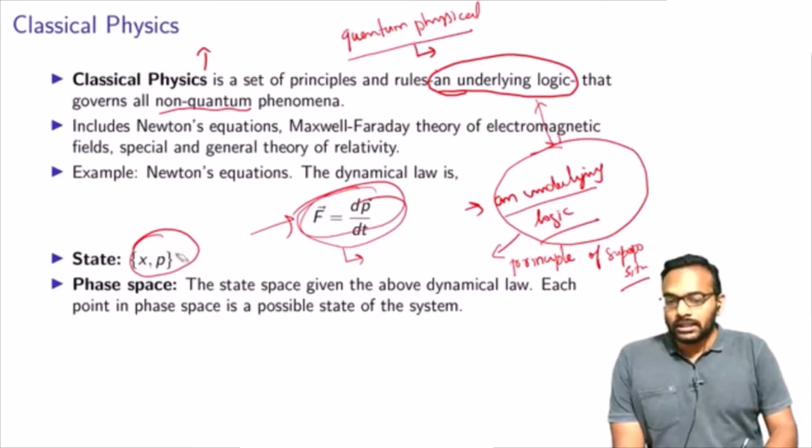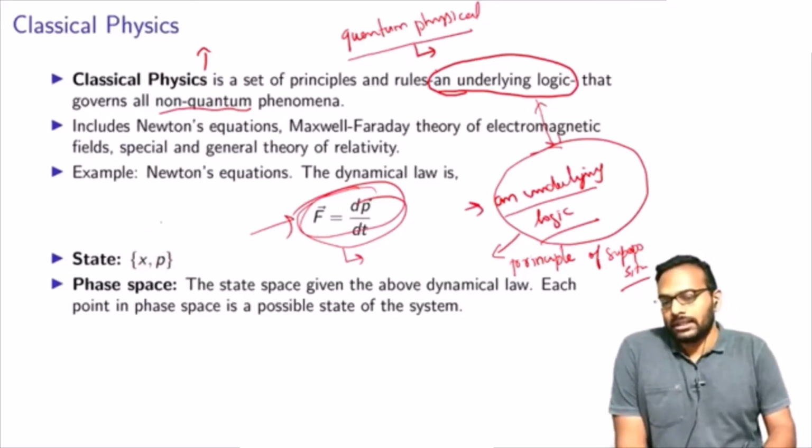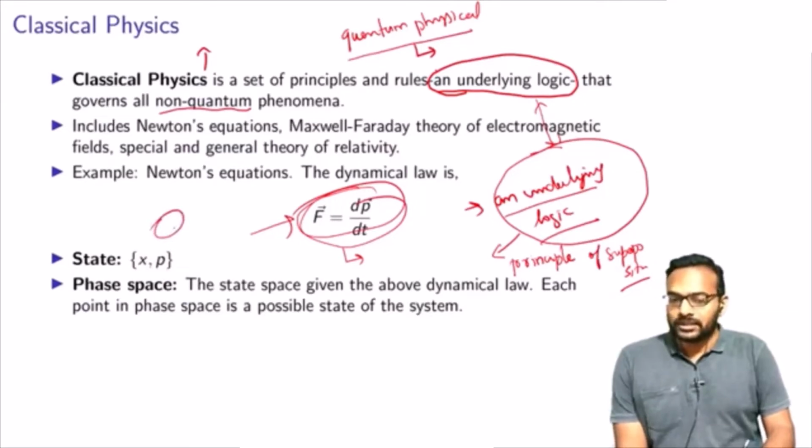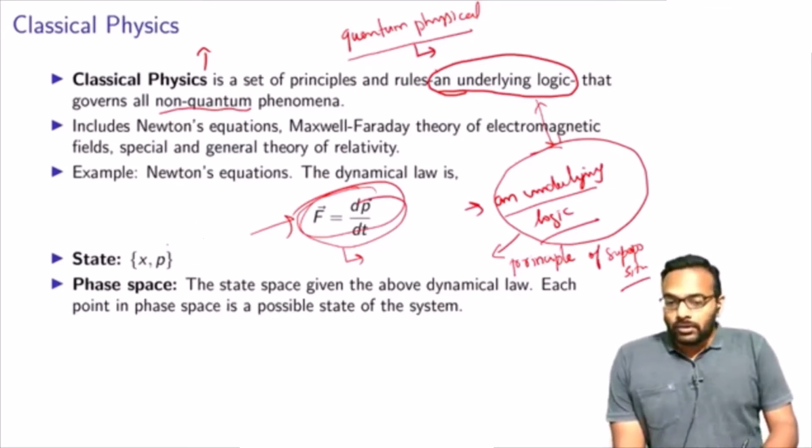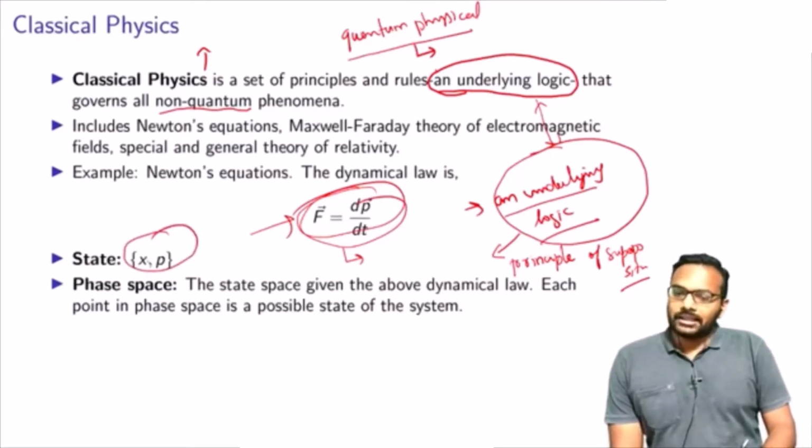So, specifying the state completely in Newtonian physics means giving the position and momentum of all the particles involved. If you are talking about a composite system, specifying the state completely generally means you have to specify the position and momentum of all the particles in this system. Now, we write the state as x, p. I have written it generally. If it's a single particle in one dimension, you will have just one position and one momentum, one x and p.